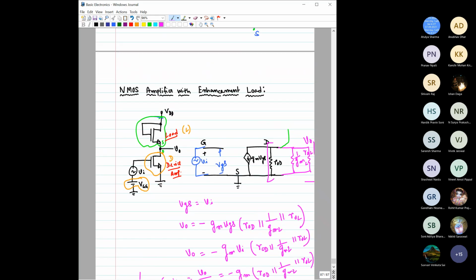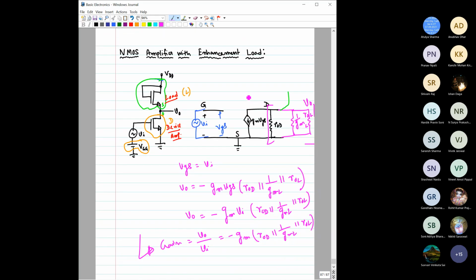Sir, which means the only thing that we have to do is just to replace the resistance with these two parallel combination, right? Yes, yes. Like earlier here you had RD, right? Now for this type of configuration, RD would be replaced by these two parallel resistors, one by GML and R naught L.